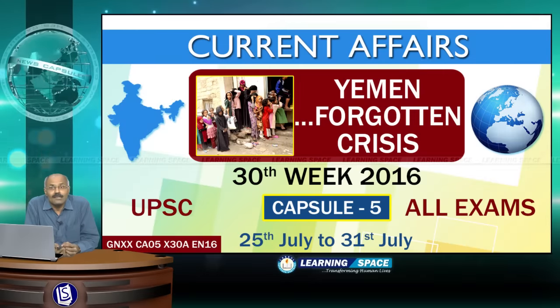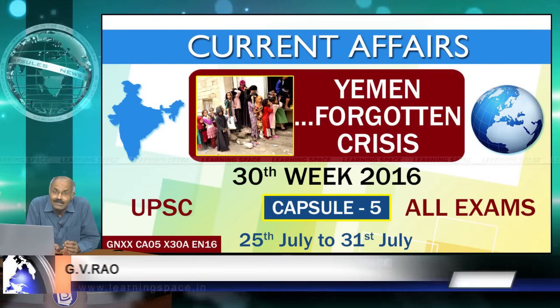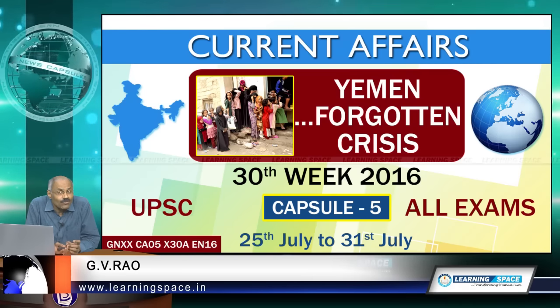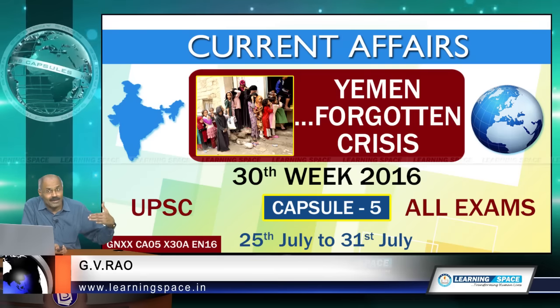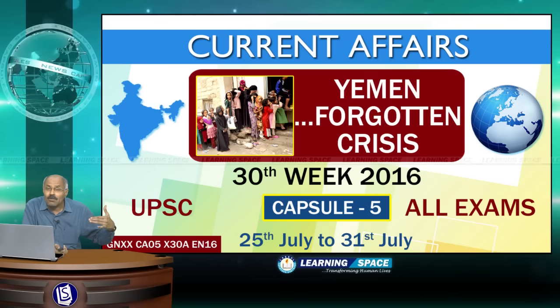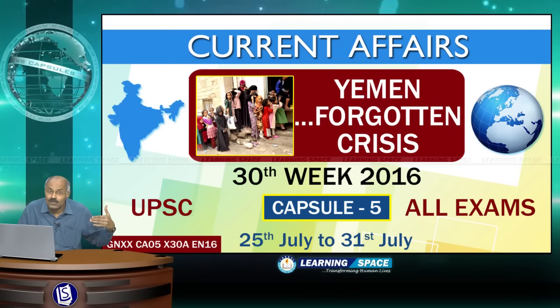Right friends, let us look at the fifth capsule. This is on Yemen, the forgotten crisis. People are talking about Syria, but many have forgotten the issue of Yemen. Out of the total population of around 25 million, around 2.5 million are displaced from their homes.